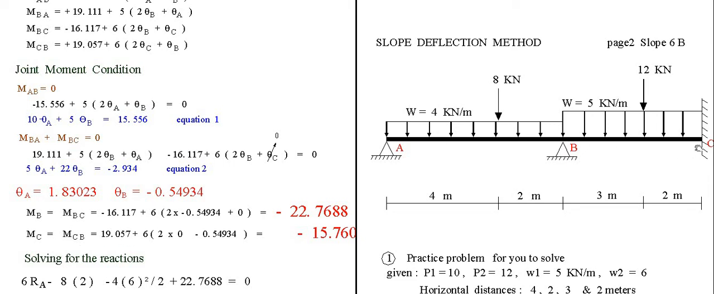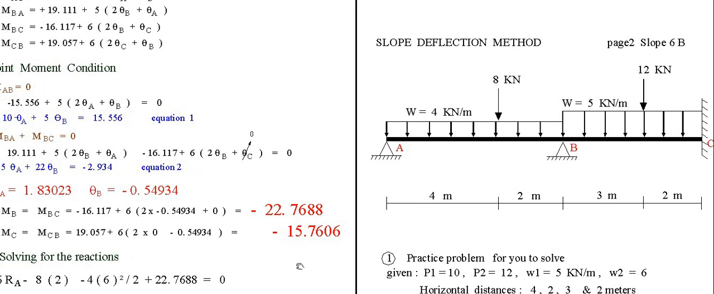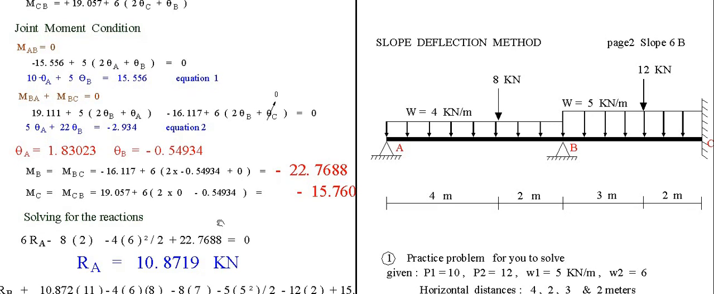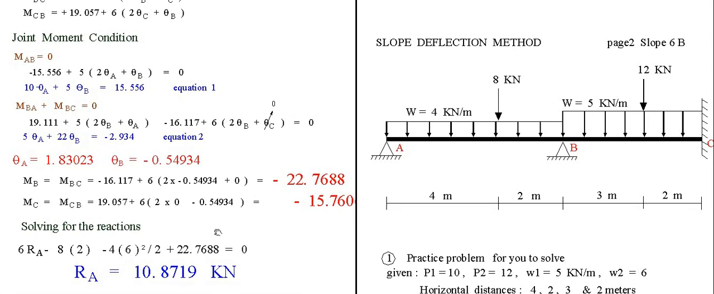CB here is actually positive because the orientation of our sign is negative, positive, negative, positive. So the computation here is positive, but the true value of that moment is on the other side of C, on the right of C. Change the sign, so negative 15.7606. Okay, we have now the two moments solved.